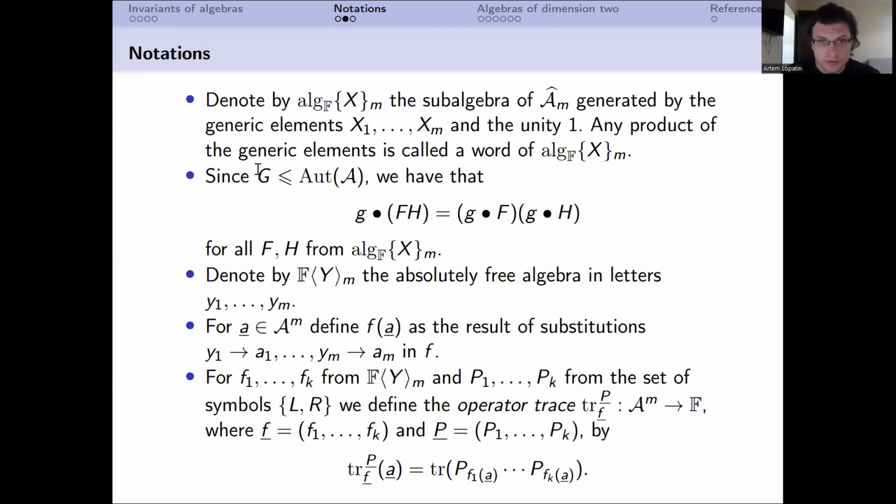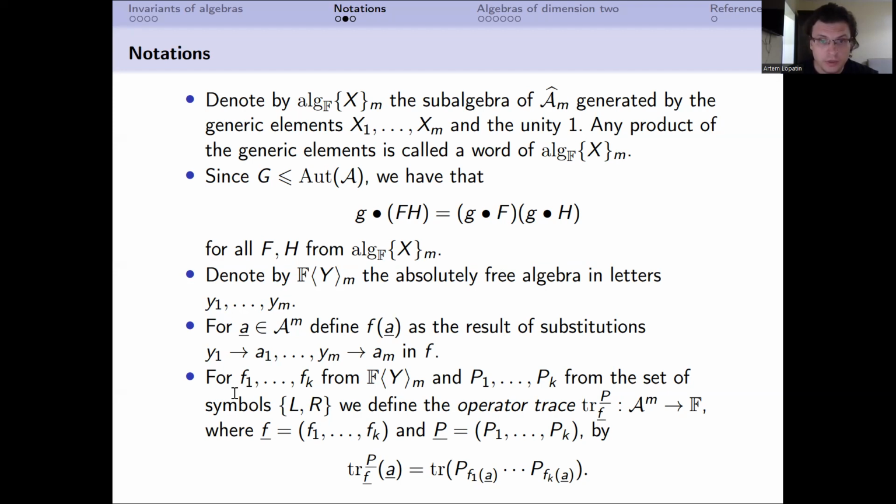And then, we have this our subgroup G of the group of automorphisms. It's very easy to verify that we have this formula. And then we need to consider the absolutely free algebra with letters epsilon_1, epsilon_2, ..., epsilon_m. So we may think about them as non-commutative, non-associative polynomials. Of course, with brackets, we have brackets in it. And then if we have a from A^m, we can define the image of a with respect to this non-commutative and non-associative polynomial, denoted by f(a). It's simply a result of substitution.